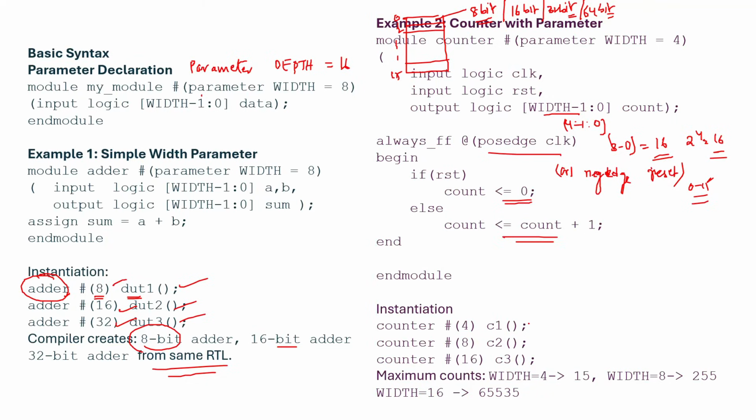Now I want to change my counter from 4 bit to 8 bit. Again, the parameter is placed there, width equal to 4. If you want to change to 8 bit, you can change it. Your counter module name is counter hash 8, or 4, 16, and then 32. Based on that, it will change the counts.